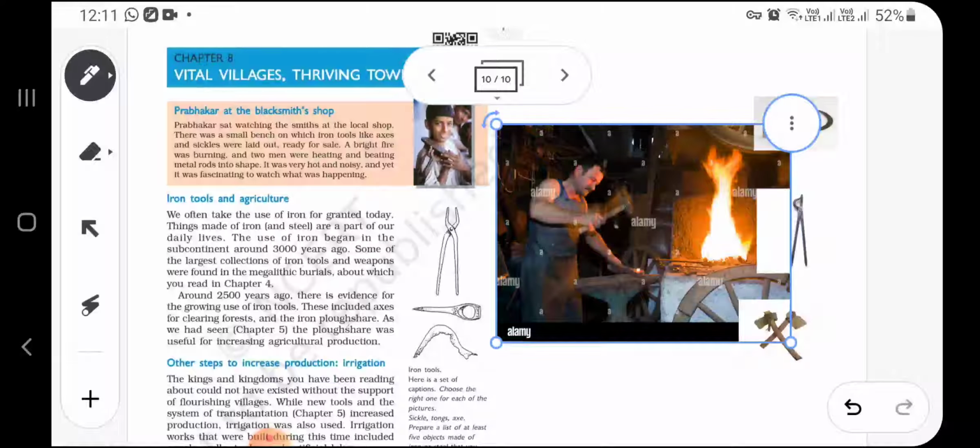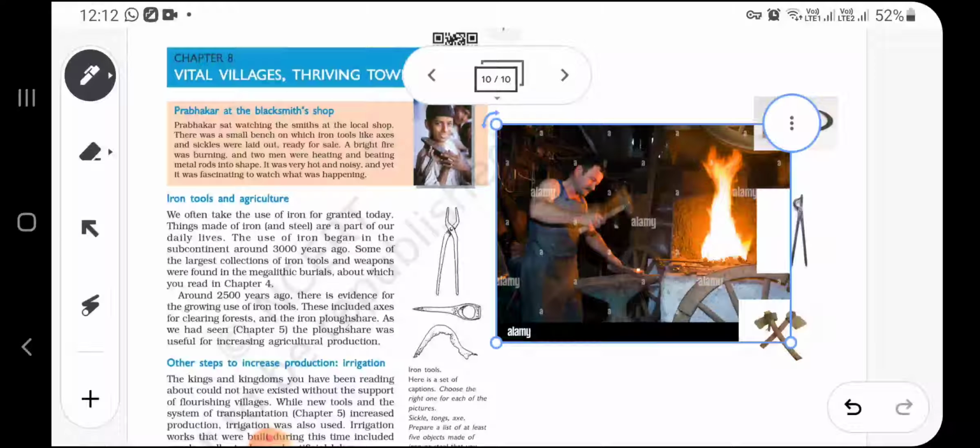So we have to beat the metal to bring it into the shape of rods. It was very hot and noisy, and yet it was fascinating to watch what was happening. At that place there was a noise, but it is very interesting to know what was happening there. So it is a case study. Prabhakar at the blacksmith shop. One boy was taken to explain this chapter.